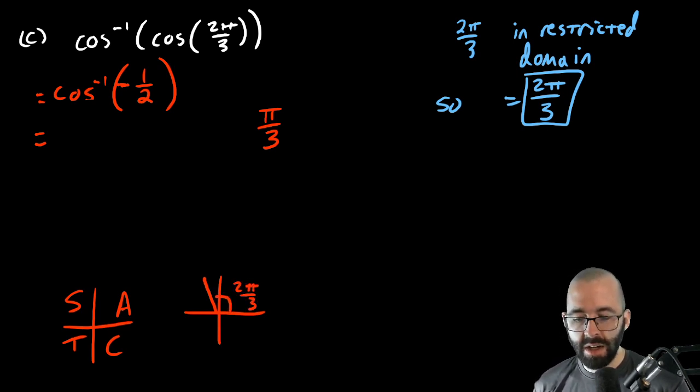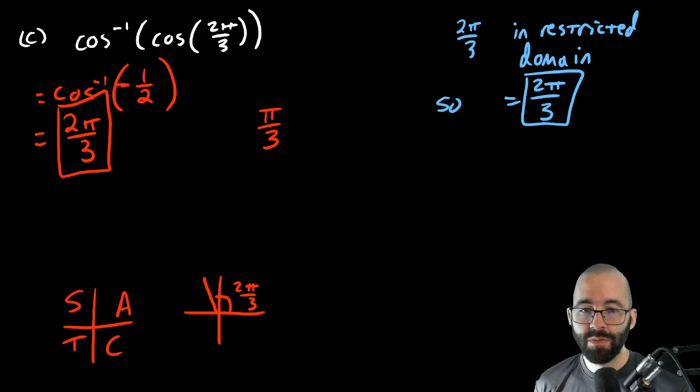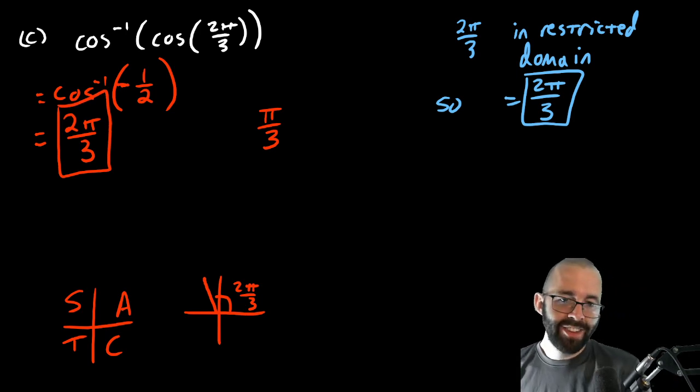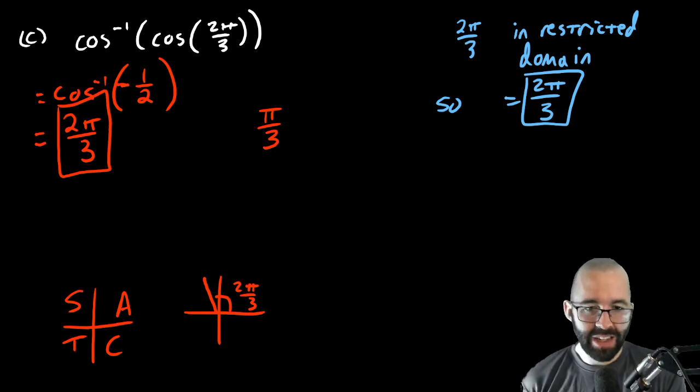So arc cosine of negative 1/2 is actually 2 pi over 3, because that's what it takes to get that negative up there. Whew! That's why checking your answer is a good idea, even if you're a math professor.